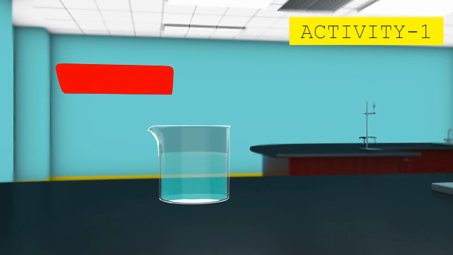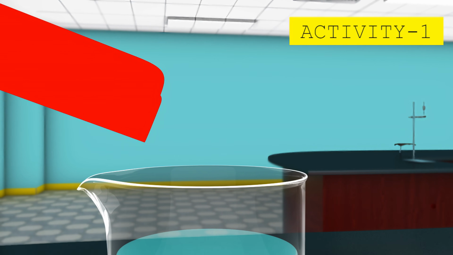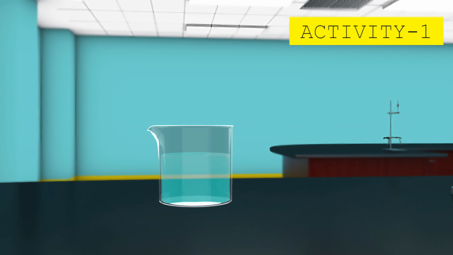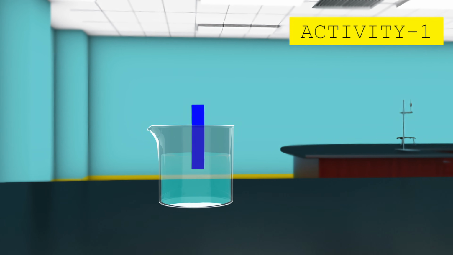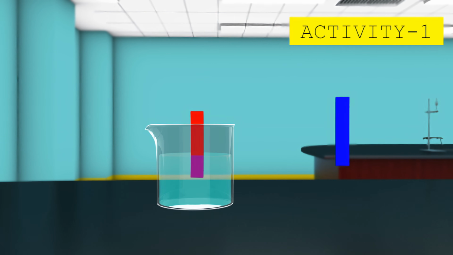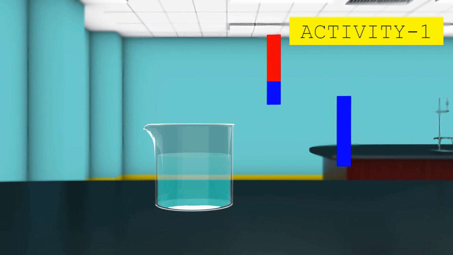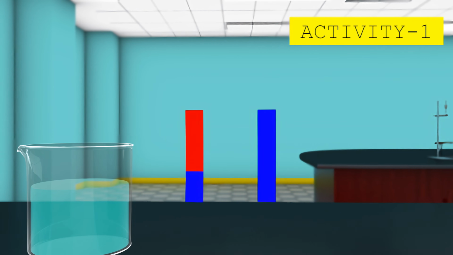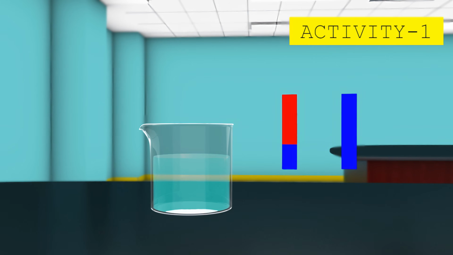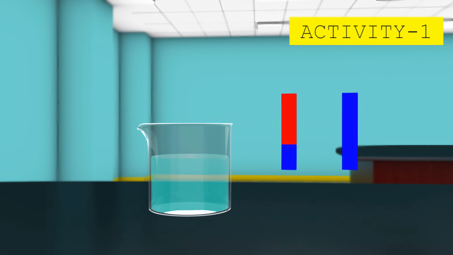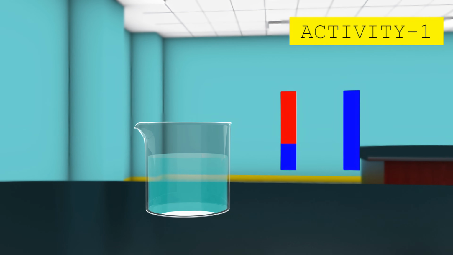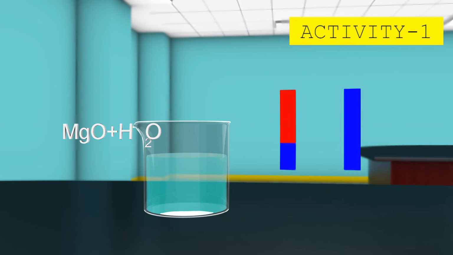Collect the ash and mix it with a small amount of water. Stir the mixture of aqueous solution well. Now, test the aqueous solution with blue and red litmus papers. What did you observe? Yes, the mixture turns the red litmus paper to blue color. This indicates that the solution is basic in nature. On dissolving the ash in water, it forms a new substance, that is, magnesium hydroxide. This change can be written in the form of the following equation.